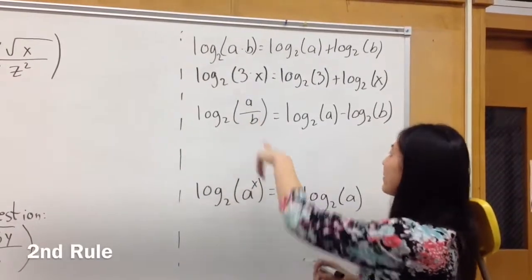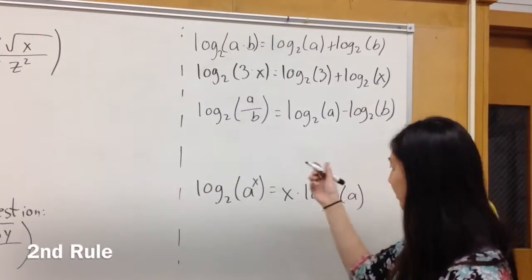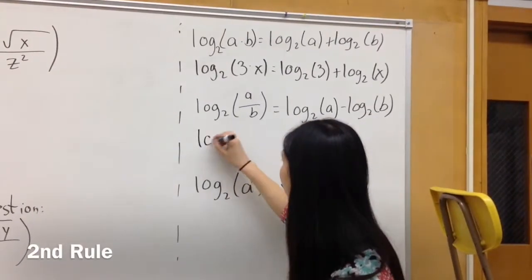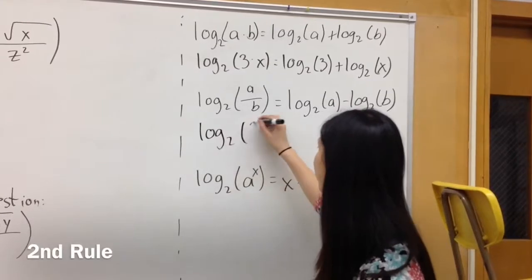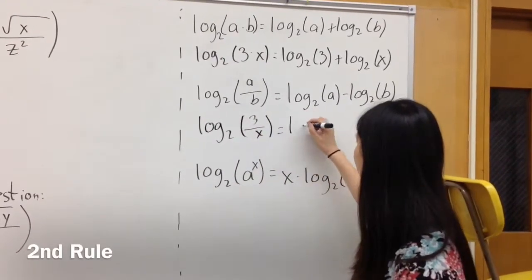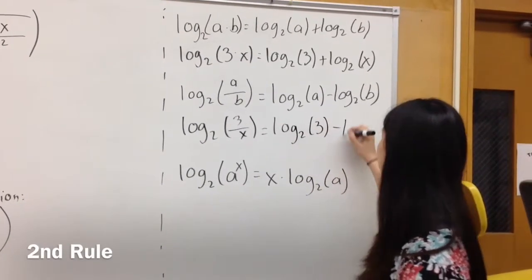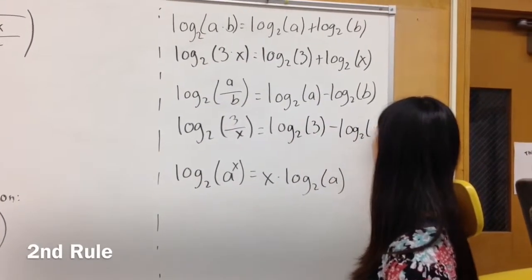When you have things that are dividing, they're going to break up into subtraction. So if I have log base 2 of 3 over x, that's going to be log base 2 of 3 minus log base 2 of x.